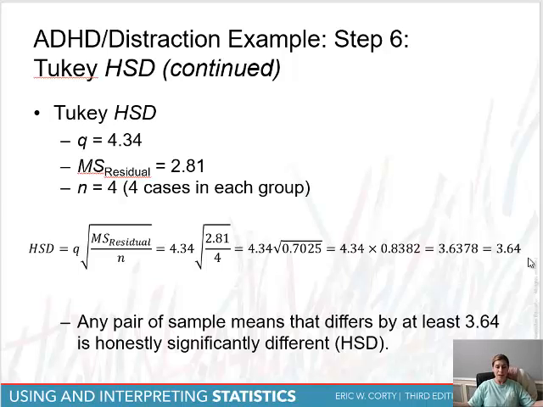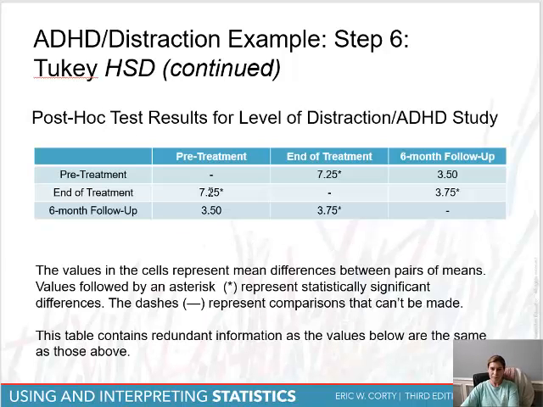Who cares? What does that mean? All that tells us is that for any 2 means to be different from one another, they have to differ by 3.64. So remember, we have our 3 treatment conditions: baseline distractibility, after treatment distractibility, and then 6-month follow-up. All that means is that those 3 means have to differ by this in order for them to be statistically different from one another. So let's look at these comparisons here. And these are just mean differences. So pre-treatment to end of treatment, the means differ by 7.25. That's different than 3.64. So those 2 means are statistically different.